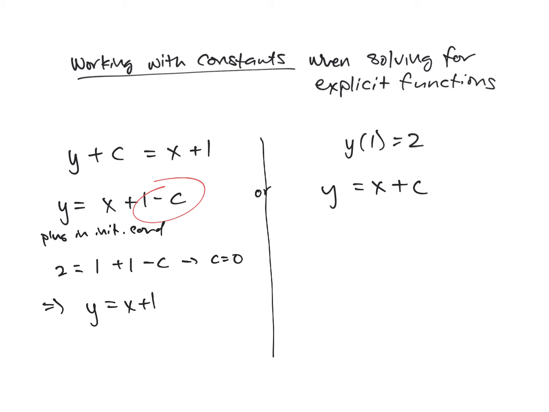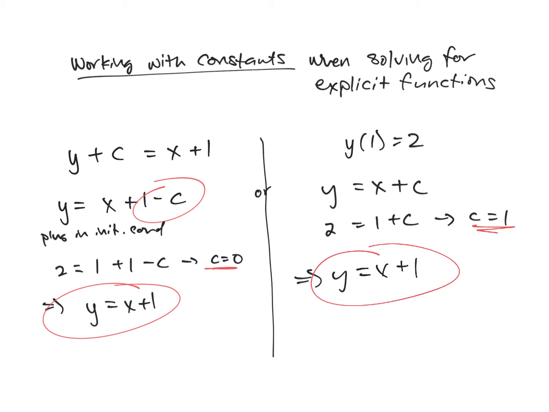So now let's do the same thing on the other side, and we plug in 2 equals 1 plus c, and that gives us c equals 1. And then y equals x plus 1. So we see that we got different values of c, but our final answer was the same, which is really the point.